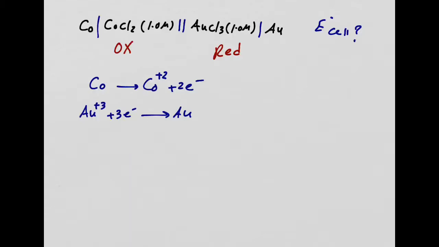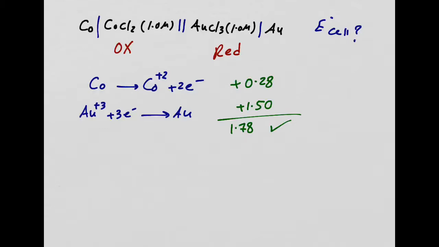Now, what you have to do is look at the cell potential on the table. You have the SRP table. If you look at the SRP table, for cobalt, the oxidation of cobalt is negative 0.28, but you have to flip the sign, so it will be plus 0.28. And the reduction of gold is plus 1.50. If I add them together, 1.78. Yes, this reaction will go spontaneously.